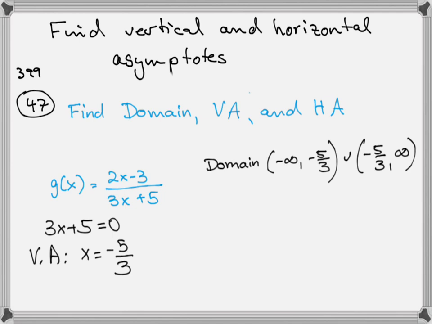Now we gotta look at the degree in the numerator to find the HA. What is the degree in the numerator? What's the degree in the denominator? 1. Okay, so what's the HA? 2/3. What is the HA? Y equals. Thank you. Y equals 2/3. You can't be just saying 2/3.